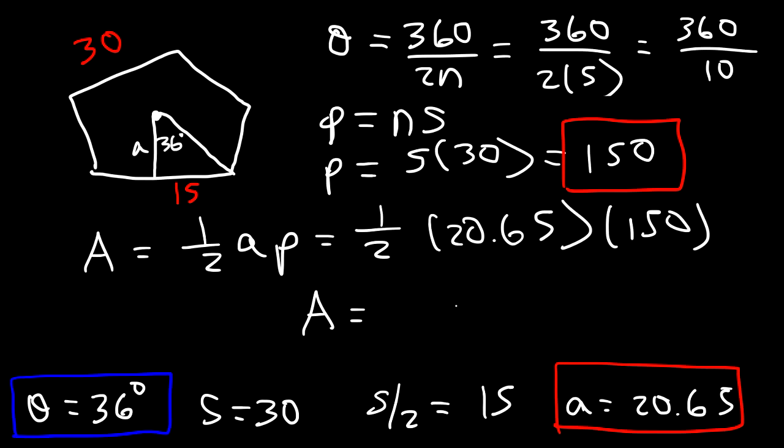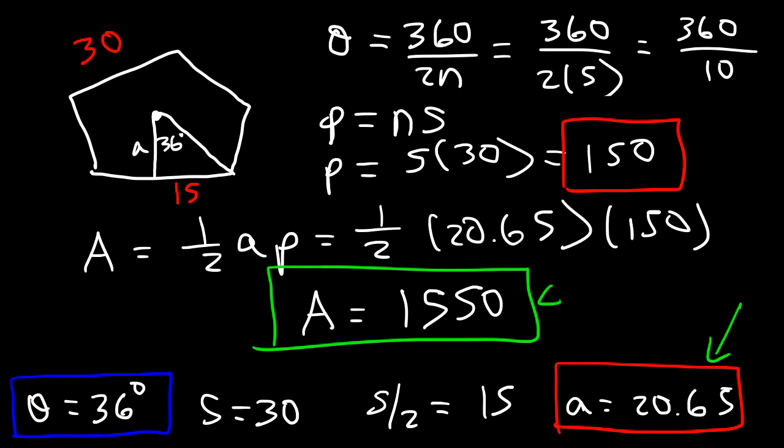So the area, I'm going to round it, is approximately 1550. So I rounded to 3 sig figs. I got 1548.75. But keep in mind that this is a rounded answer. So I'm going to round this one as well.